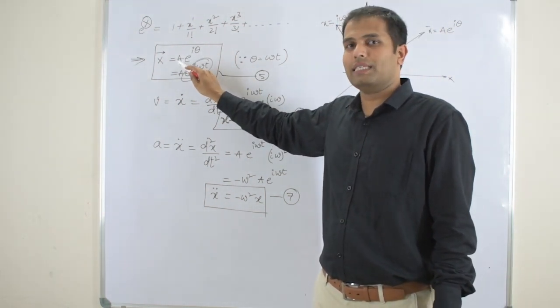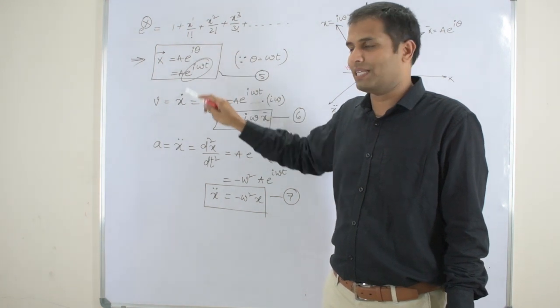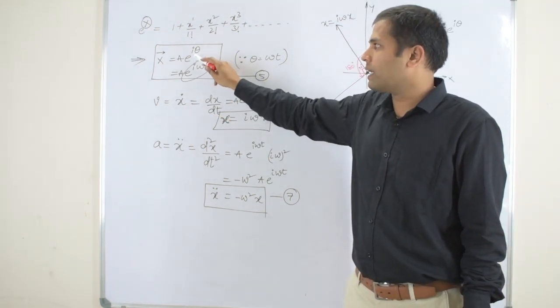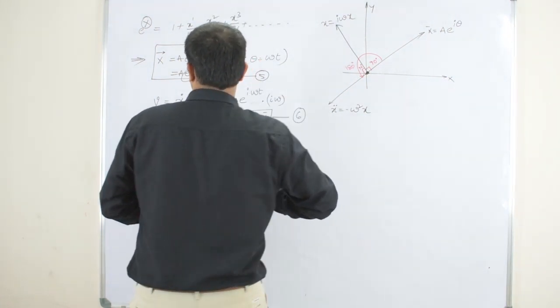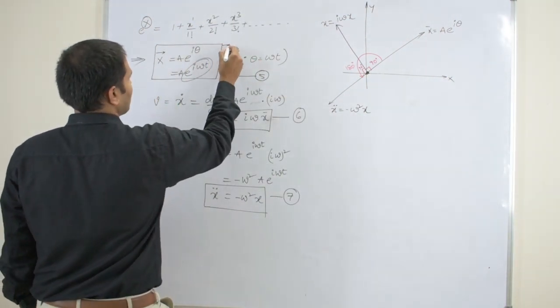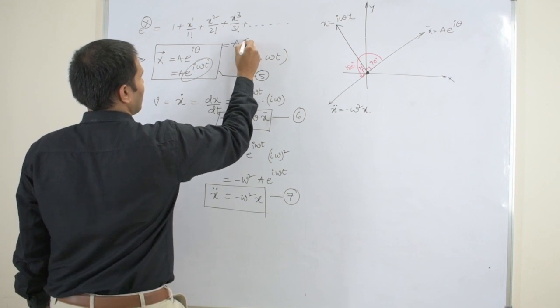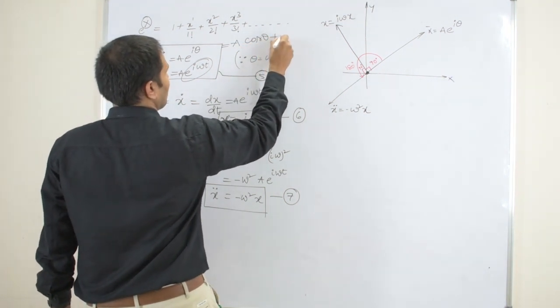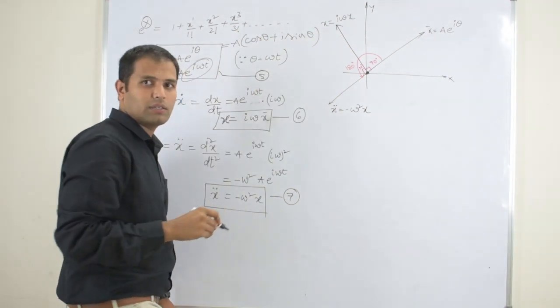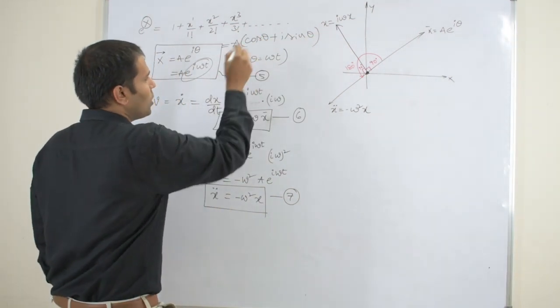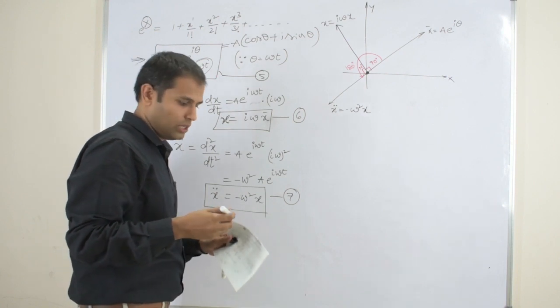What is a? a is the amplitude. What is theta? Theta is the phase angle. So what can you write? e power i theta, you can write a cos theta plus i sin theta, right? So at least this equation you remember.